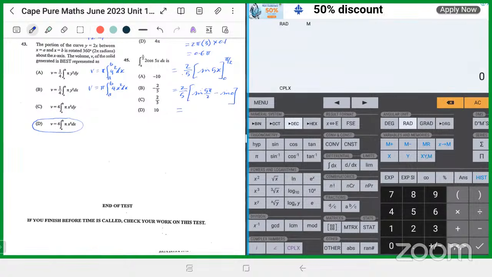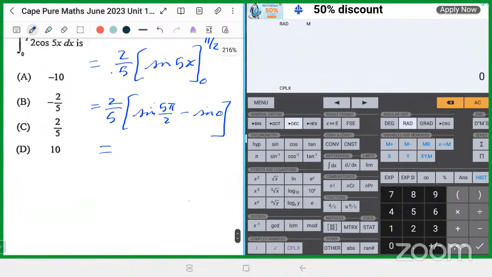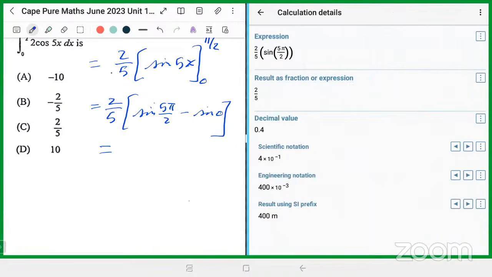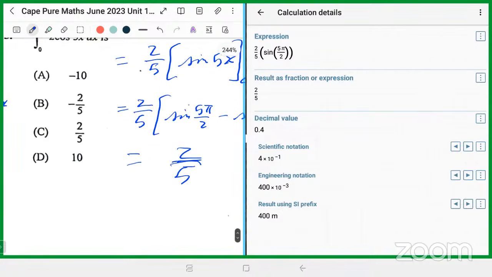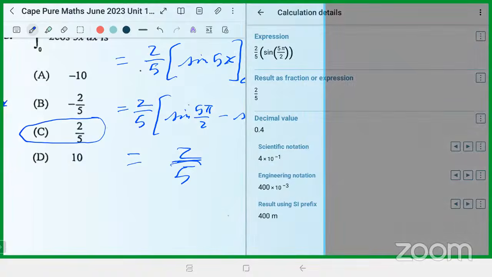All right, so let's work this out now. Let's put everything in the calculator. 2/5 bracket sine of 5 pi over 2. See, we're getting 2/5 as the answer. 0.4 is 2/5. The answer is just 2/5. So this answer is 2 over 5. The answer is right here. And that is it.